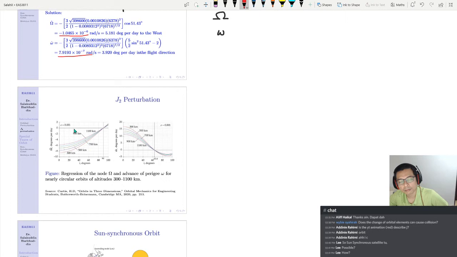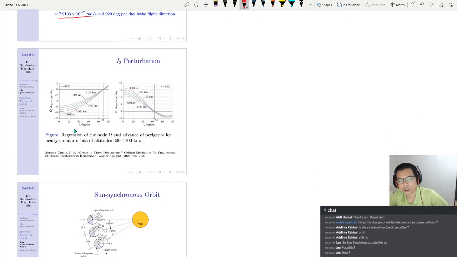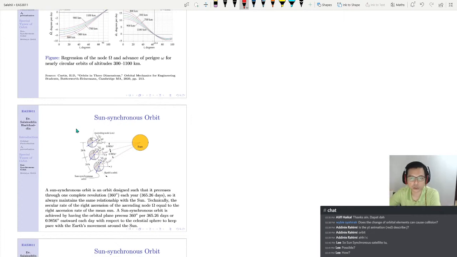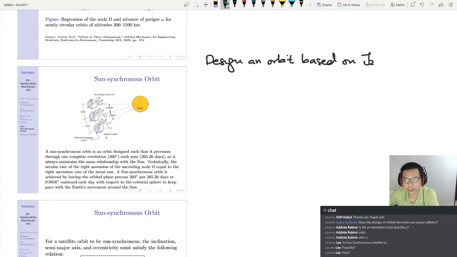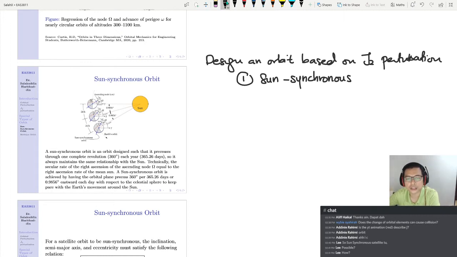So how do we actually, can we do something about it? Well, not really, but there are two special cases which I want to show you. Special cases here means that you can actually design an orbit based on J2 perturbation. I'm going to show you two examples. One is what I mentioned just now, the sun-synchronous orbit. How do we design a satellite such that the orientation of our orbit is always consistent with the sun throughout the year?